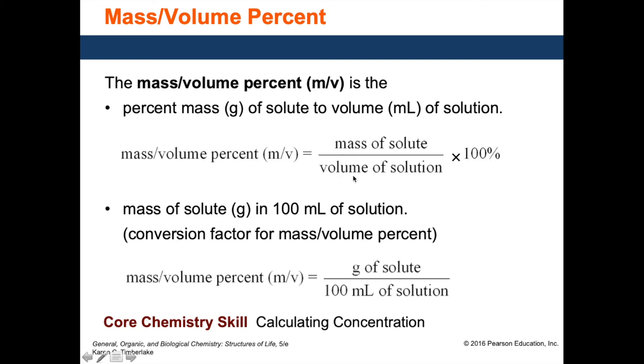Just how we measure the amount is different in each of the examples, and the thing in parentheses helps you remember. So m/v is mass of solute over volume of solution, and of course times 100% because it's a percentage. And just like the others, you can write it out as a conversion factor. So if you have something that is 5% m/v, that means there are 5 grams of solute for every 100 milliliters of solution.